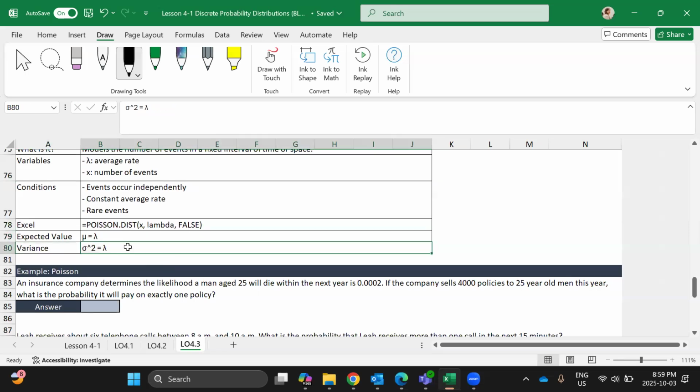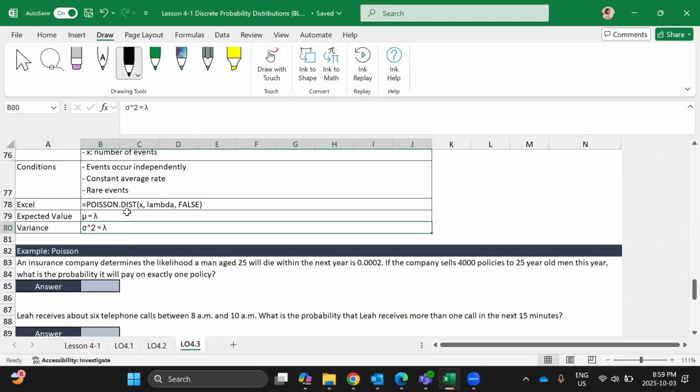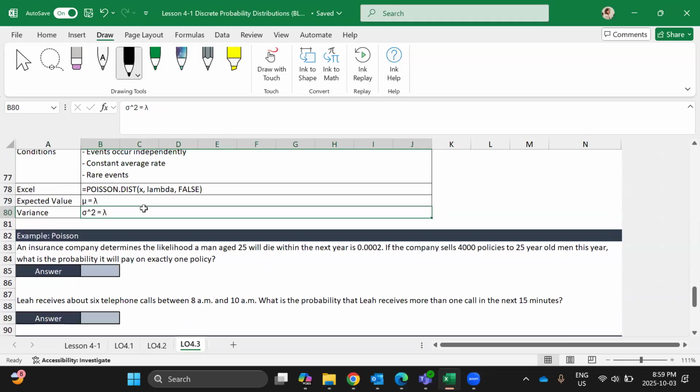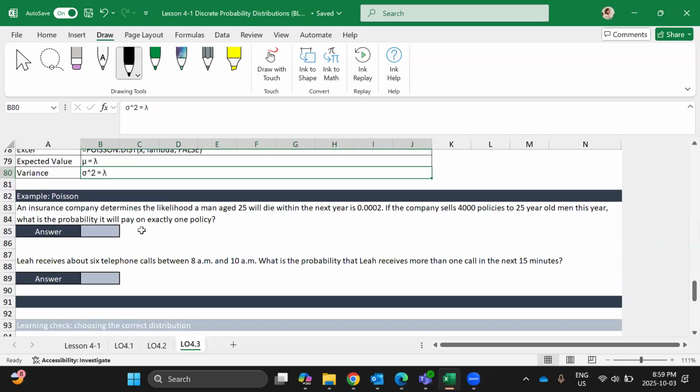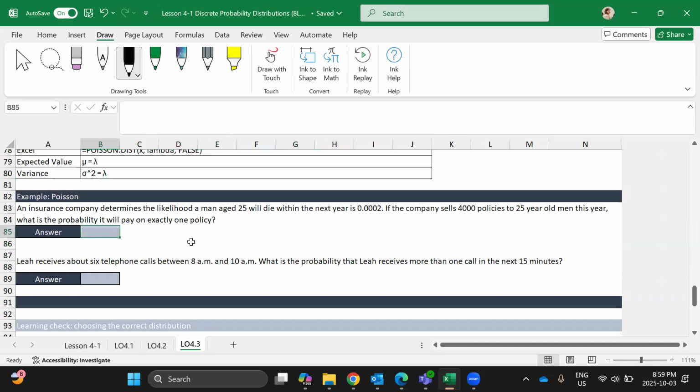There are also shortcuts for the expected value and the variance. For the Poisson distribution, both the expected value and the variance will be lambda. Lambda is the rate over time from the question. So again, the hint that you have a Poisson distribution will be that you have time involved in the question. So let's answer some of those probability calculation questions.